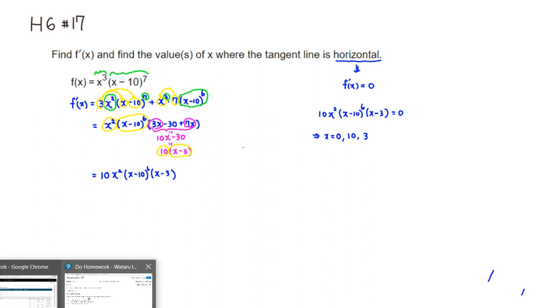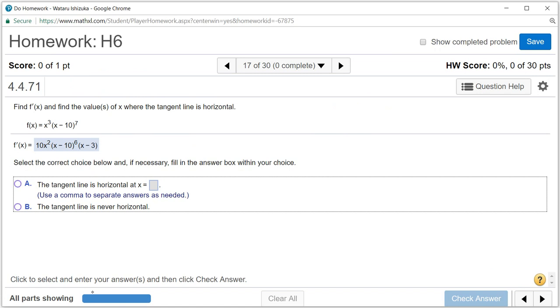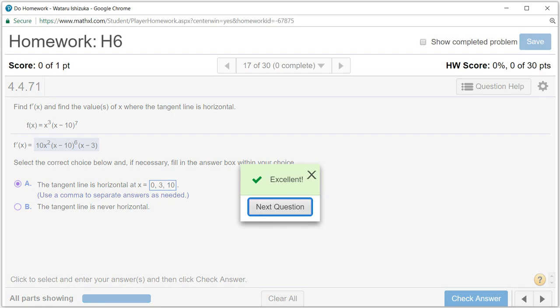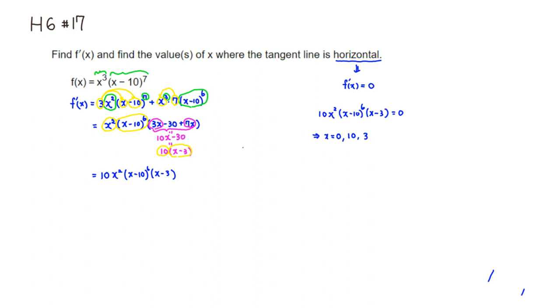Let's type it in. So we found x equals 0, x equals 3, and also 10. Let's check the answer. All right, we got that. That's it. I hope that this was clear.